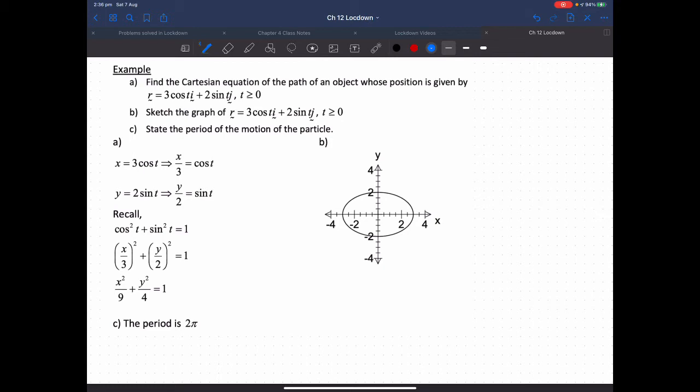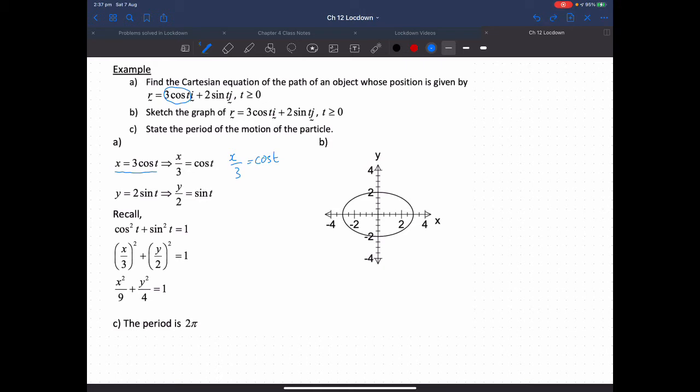So we look to see what the i component is. The i component tells us x is equal to 3 cos t. So I've written down x equals 3 cos t. I can get the cos t by itself by dividing by 3. So I get x divided by 3 is equal to cos t. I'm not going to try and get t by itself by taking the inverse cosine of both sides. The reason why will become apparent shortly.